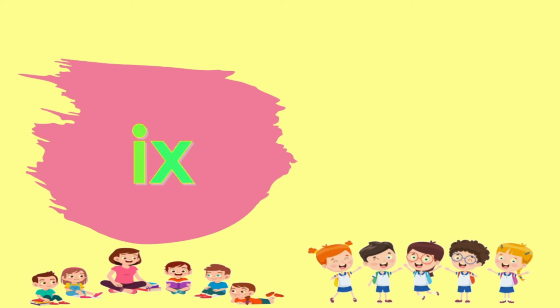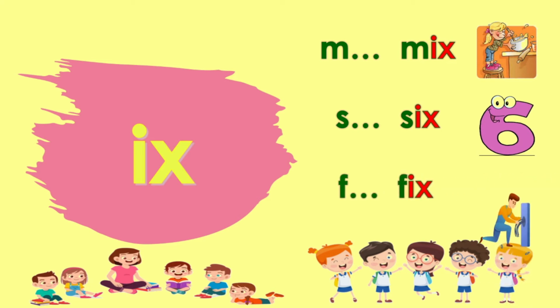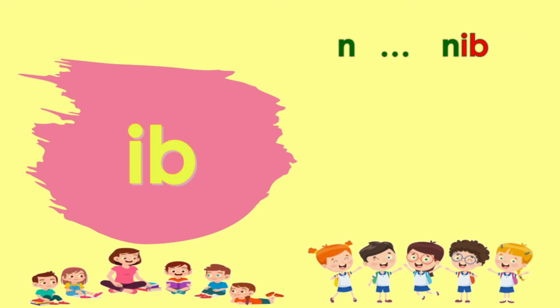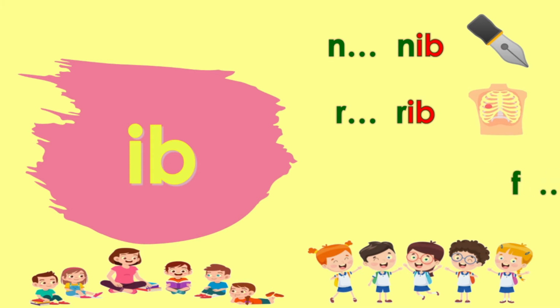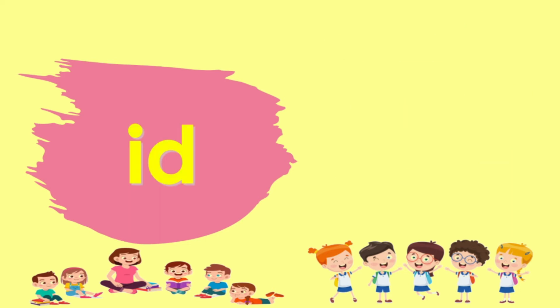Now IX. M, I, X, mix. S, I, X, six, and F, I, X, fix. These are IX words. Now IB. What's the sound of the word? N, I, B, nib. R, I, B, rib. F for IB, fib. These are IB words. Now next, ID.